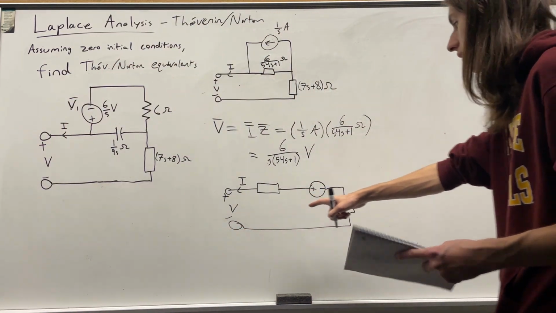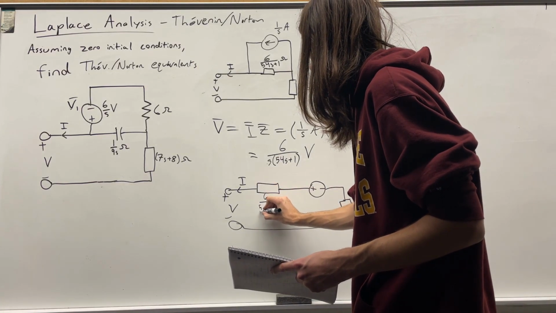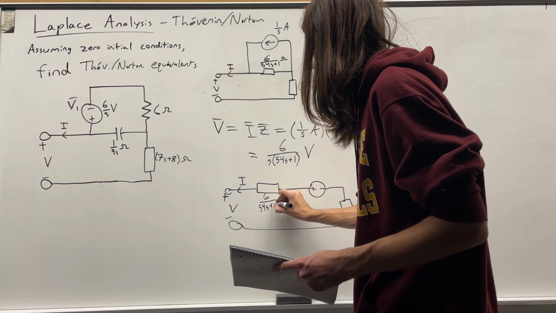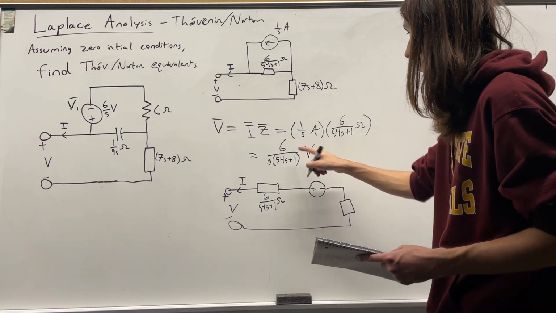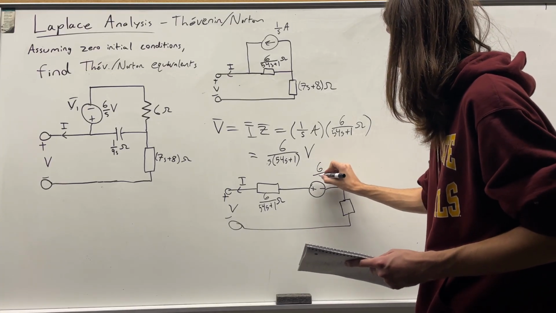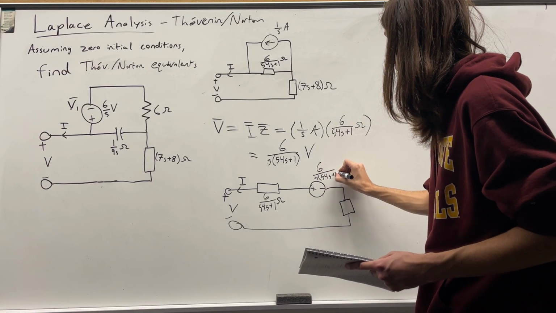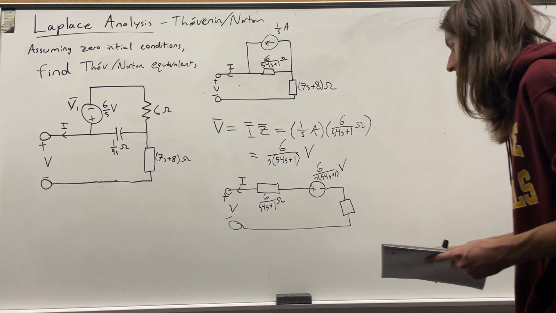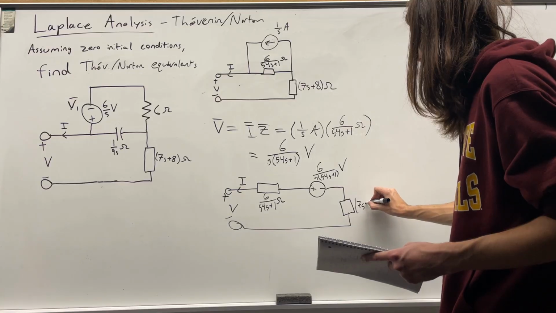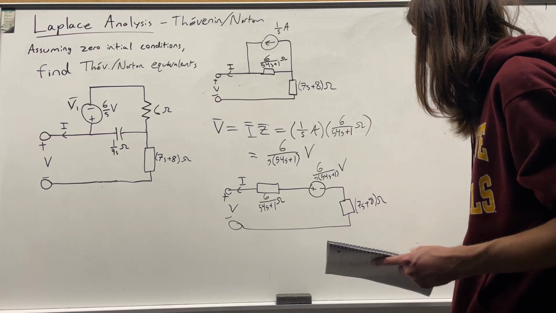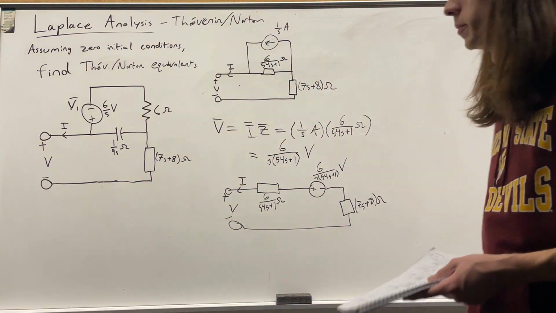So the value of the impedance stays the same in the source transformation, 6 over 54S plus 1 ohms. Voltage source is 6 over S times 54S plus 1 volts. And then this impedance still carries down, 7S plus 8 ohms. So now we need to combine these two impedances in series.